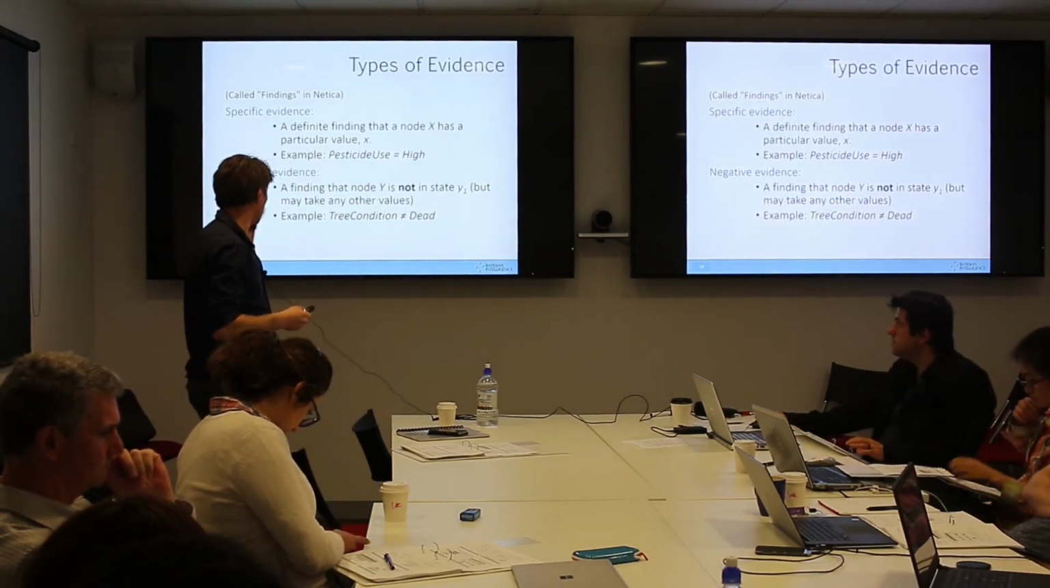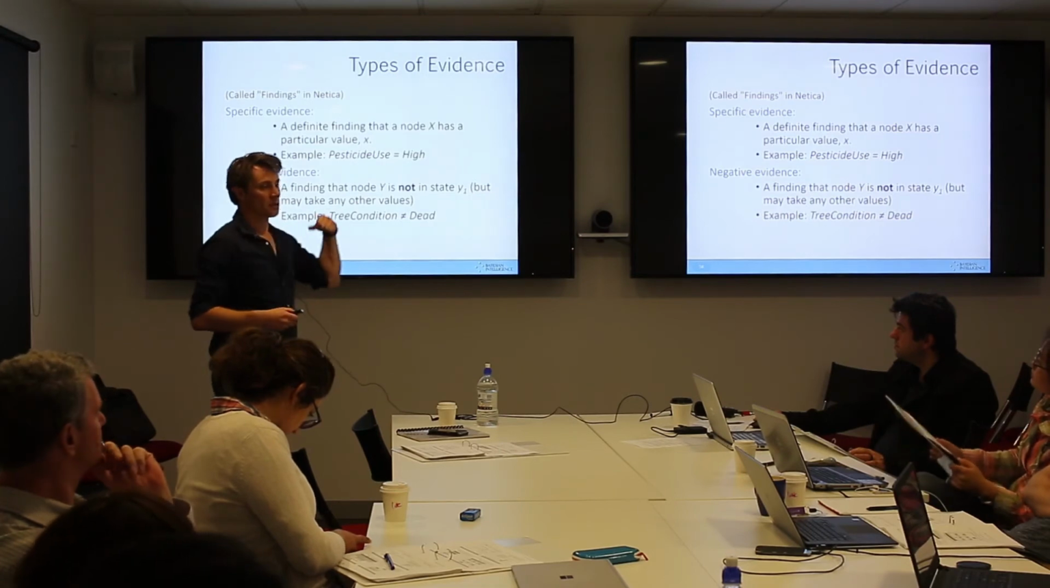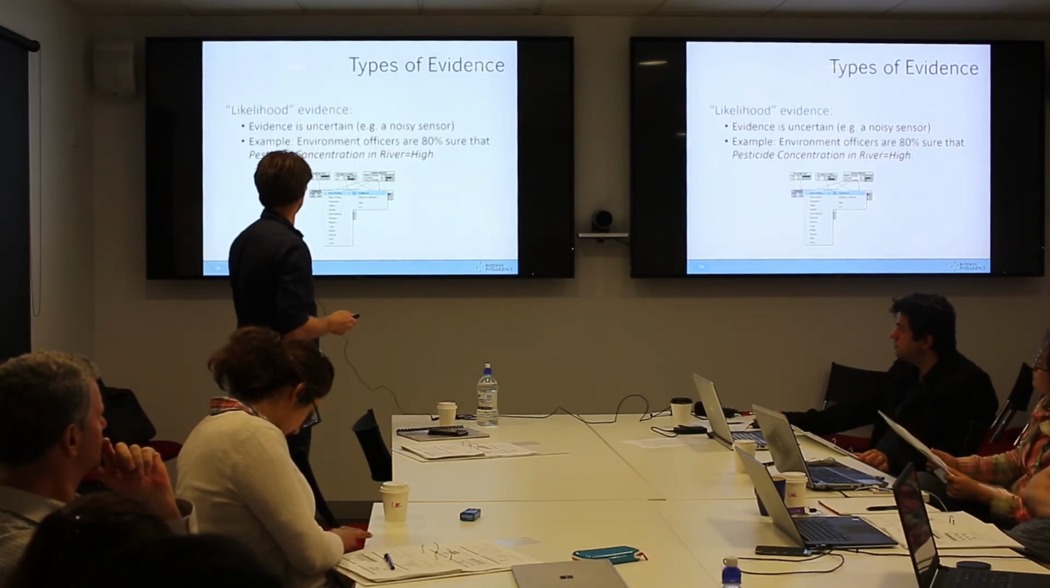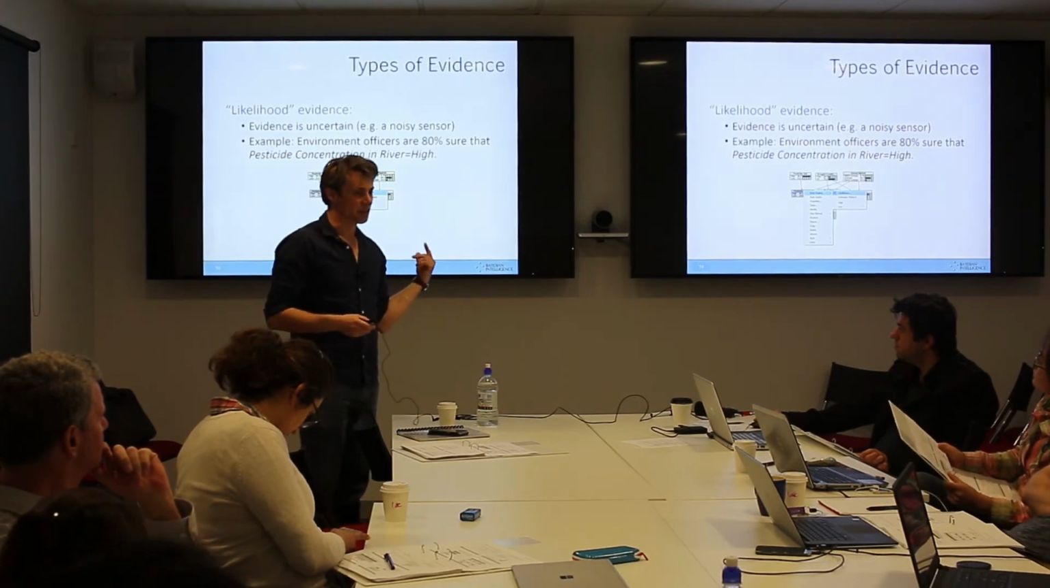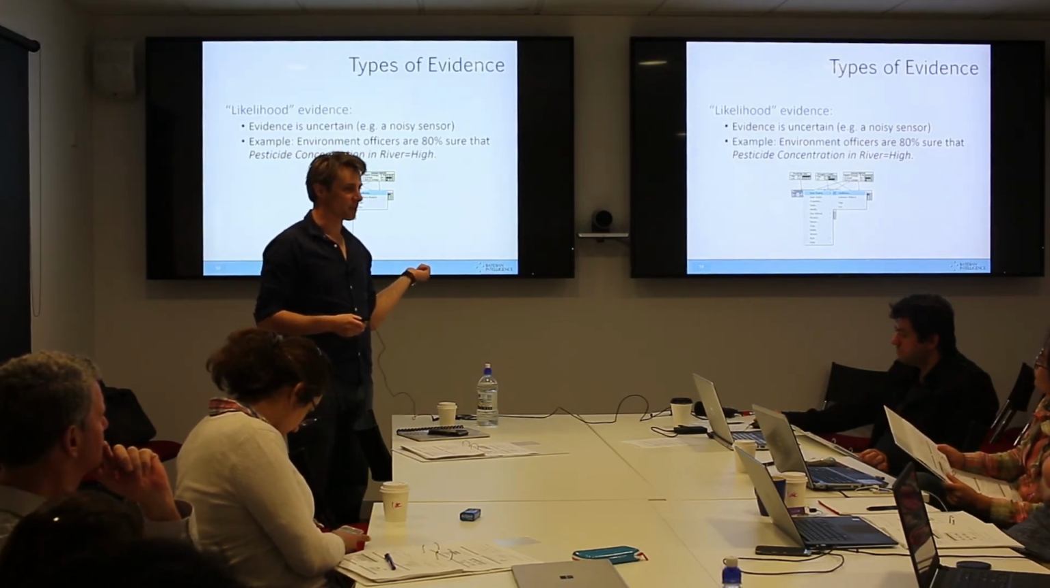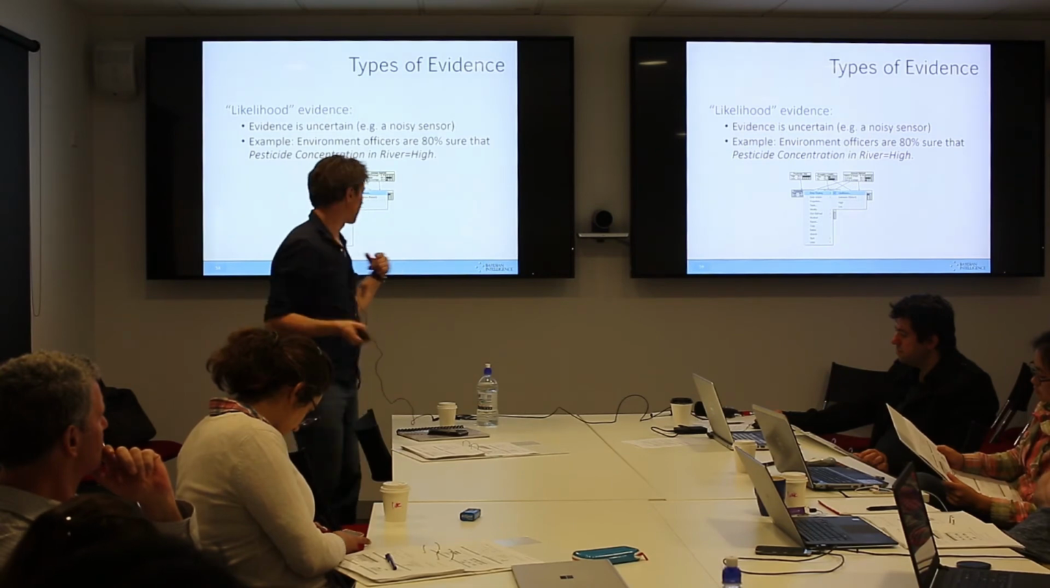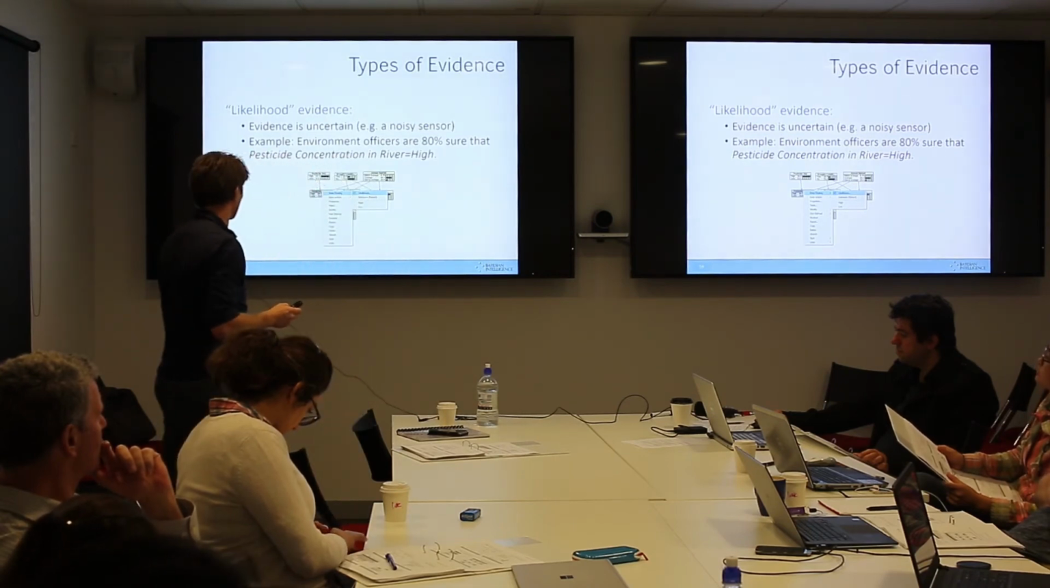So we've got positive: I know it's in this state. Negative: I know it's not in this state. And there's another one, which is likelihood evidence. This one you have to be really careful about. Some of the tools make it a bit too easy to do this type of evidence, but it takes a little more to understand it. I'll give you a quick understanding of it.